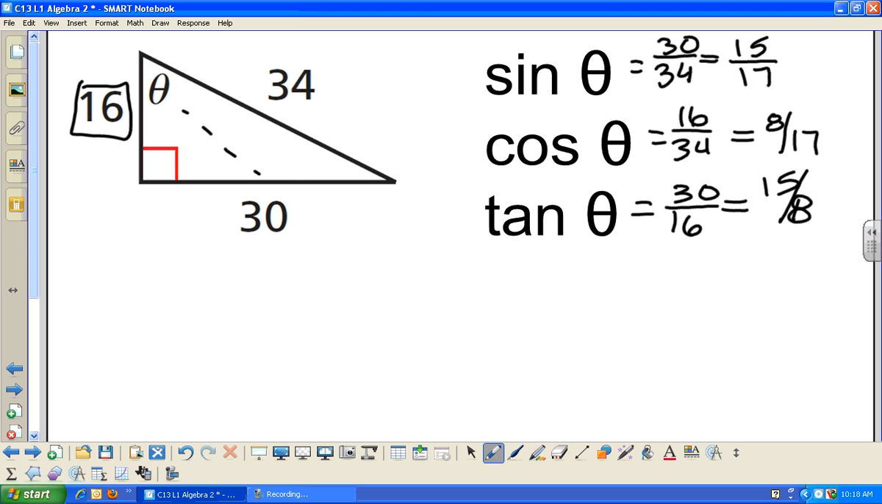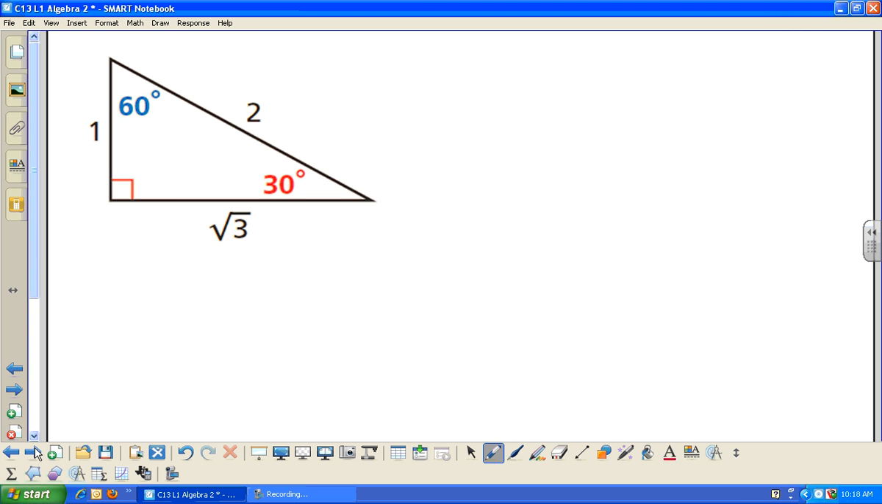There's two special triangles that we have. The first is a 30, 60, 90. A lot of times you see the side length across from 30 is labeled S. The side length across from 60 is labeled S square root 3. And the side length across from the right angle is 2S.